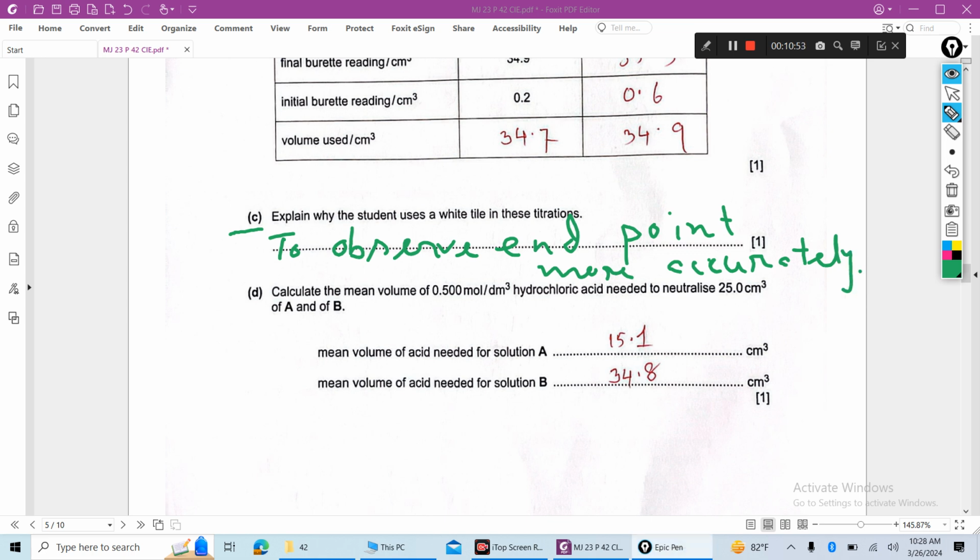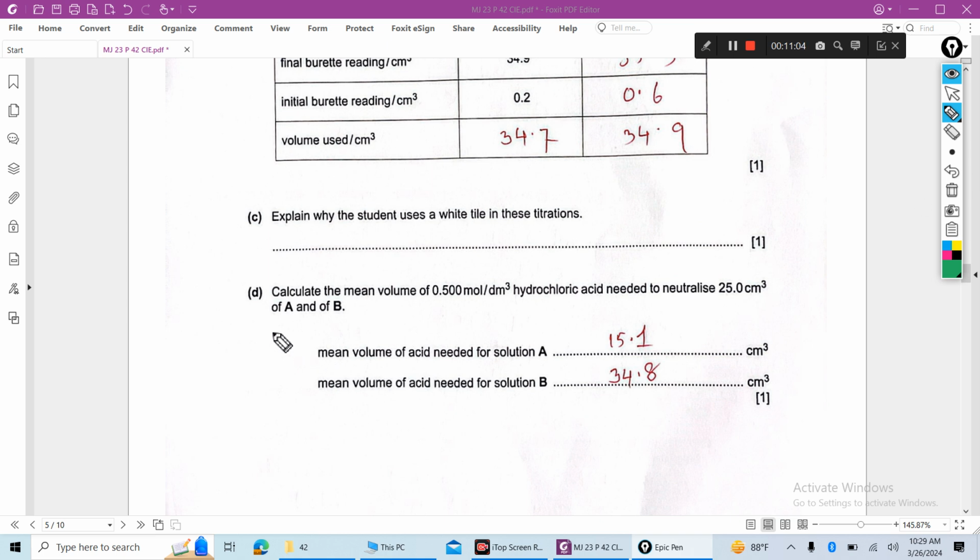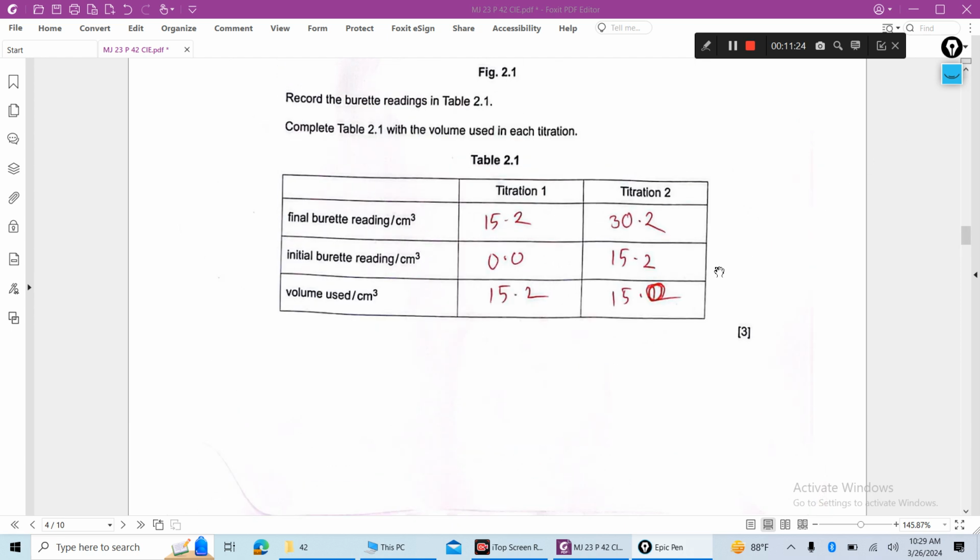If you use a white tile, you can observe the endpoint, when the color changes happen, more accurately. And number D, calculate the mean volume of 0.5 mole per dm cube hydrochloric acid needed to neutralize 25 centimeter cube of A and B. The mean volume of acid needed for A is 15.1. You will get this value from the table. Here for A, 15.2 plus 15 divided by 2, so it will be 15.1.